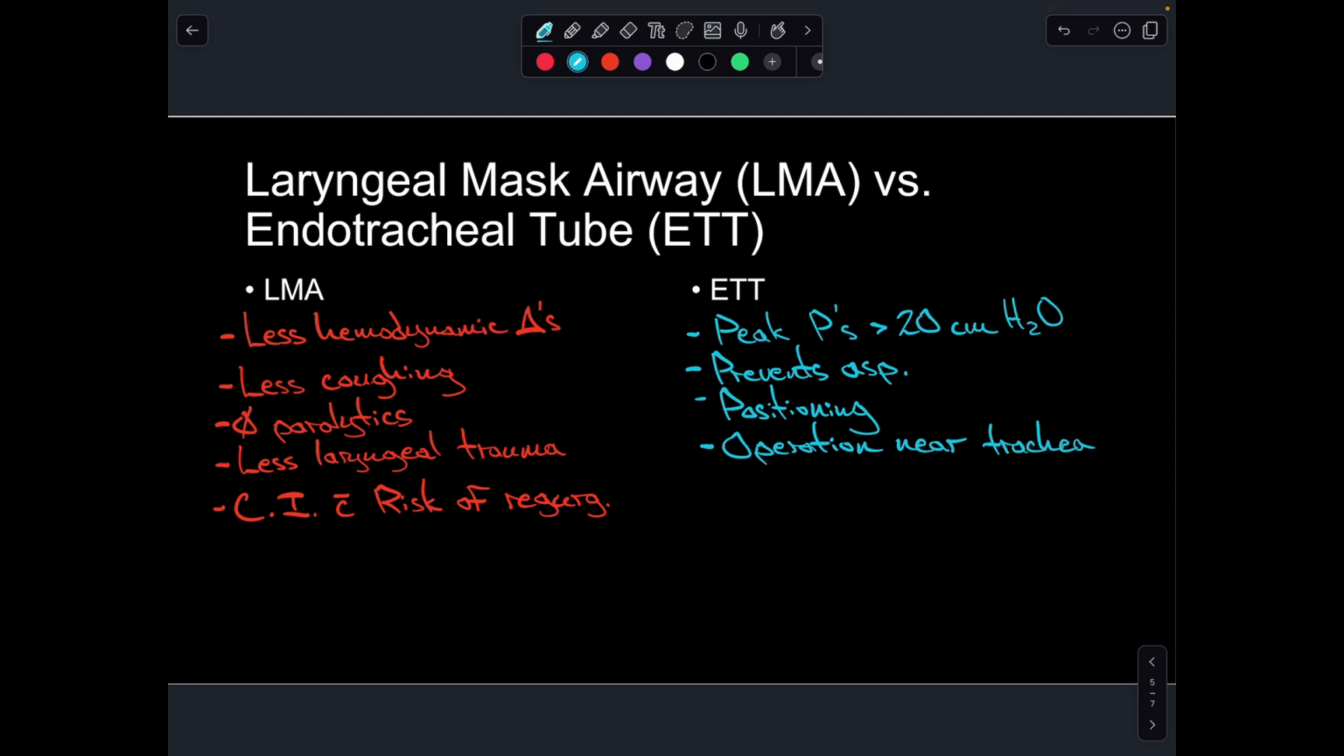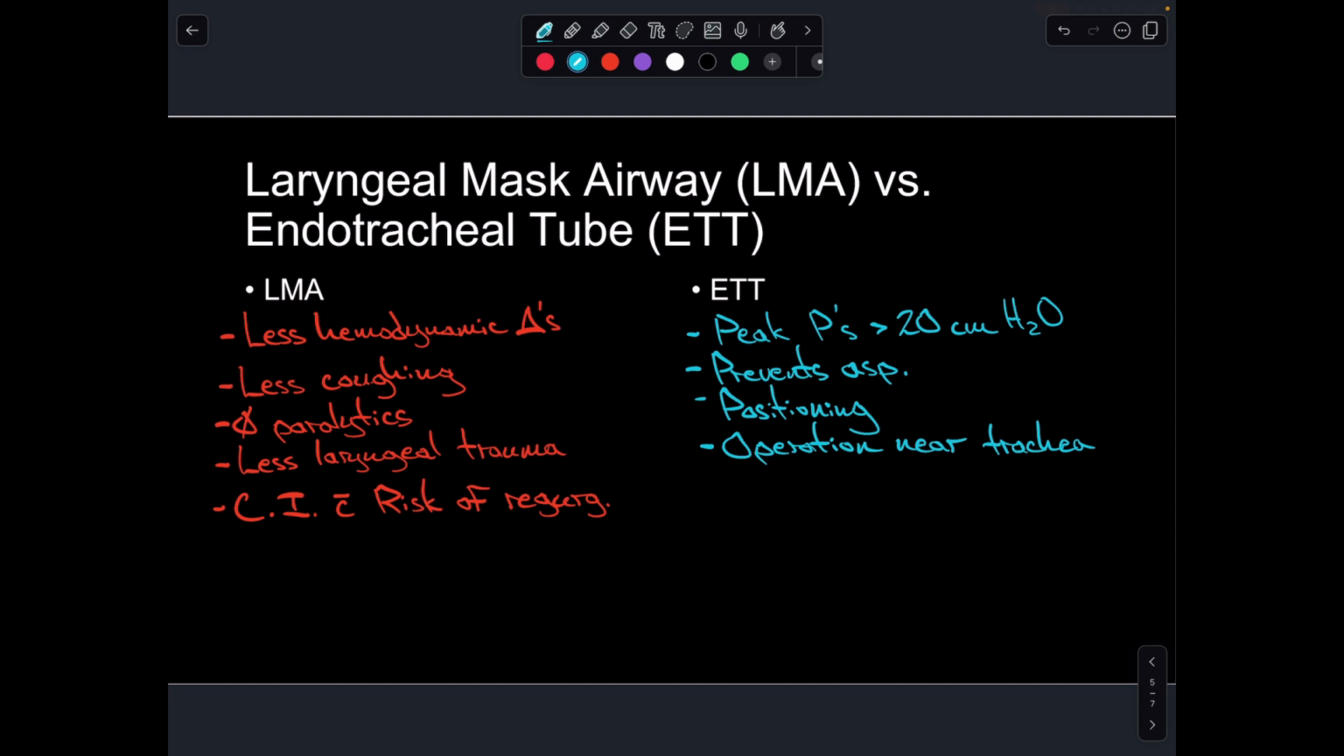The downsides of an endotracheal tube is it's more invasive and it can be a little bit more challenging to place. That said, LMAs can definitely be finicky as well. But it takes a little bit more technical skill for an endotracheal tube. And if you are placing an endotracheal tube, you pretty much have to paralyze the patient to be able to insert it. Or usually you'll have to.